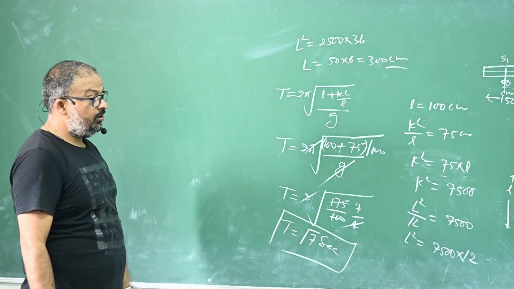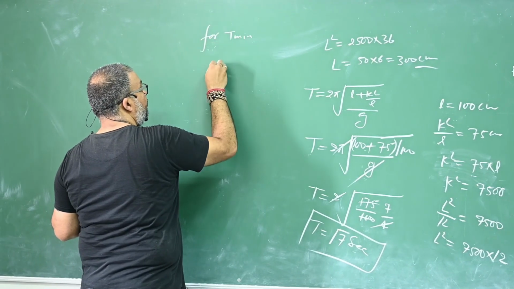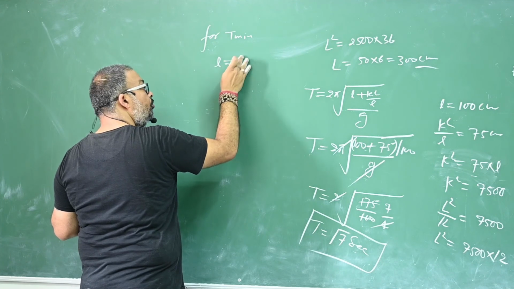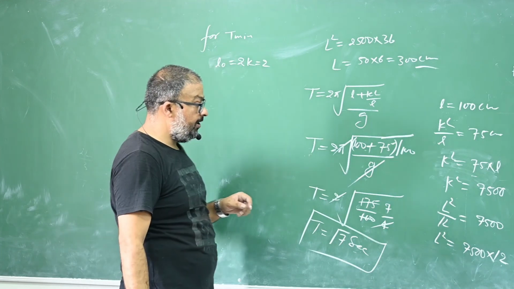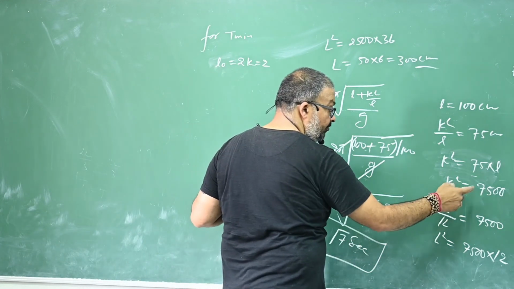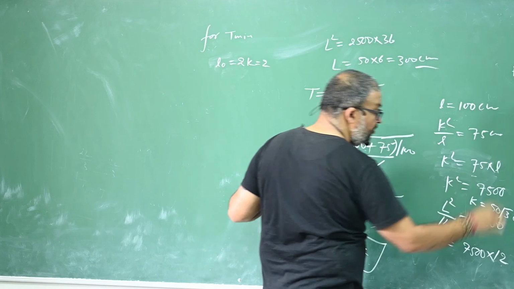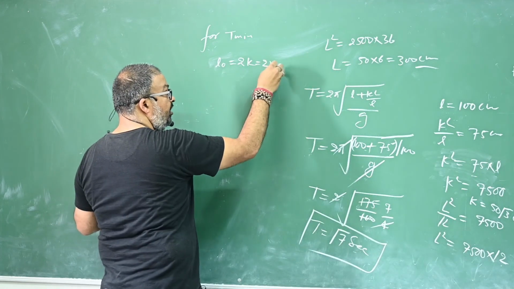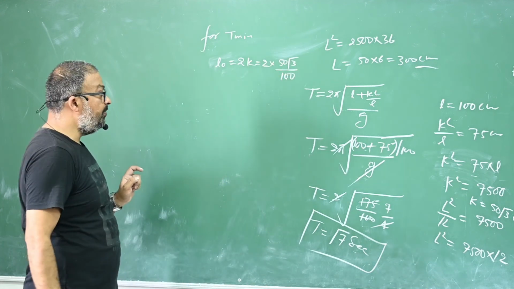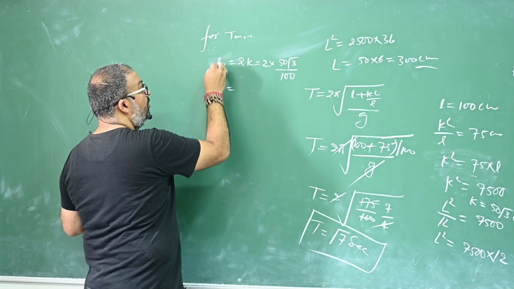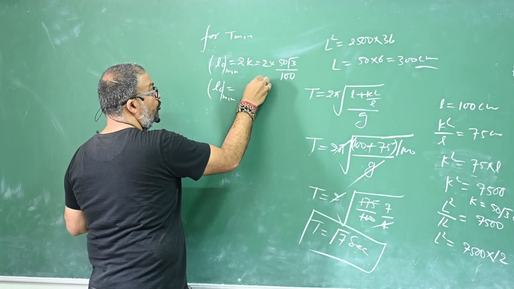Okay. Now what is asked? Minimum time period. For T minimum, L should be equals to L naught is equals to 2K. 2 as it is K. You can find out K from here. What will be K? K will be 50 root 3 centimeter. So 2K is 50 root 3 centimeter and it has to be converted into meters, so divided by 100. So L naught will be how much? L naught minimum will be how much? Root 3 by 2.